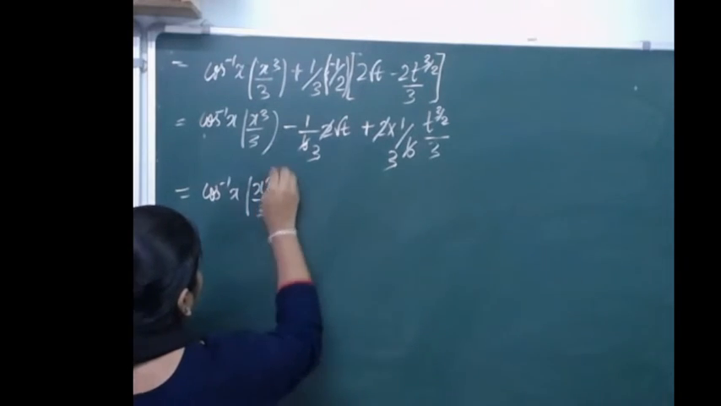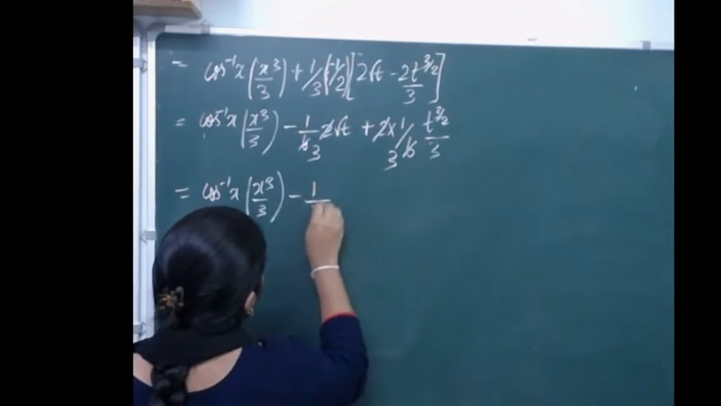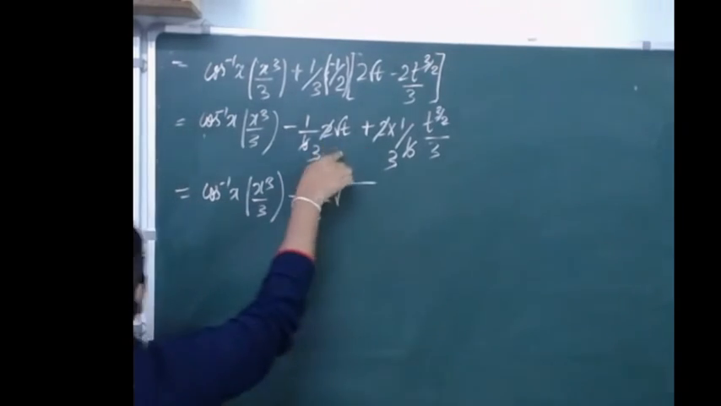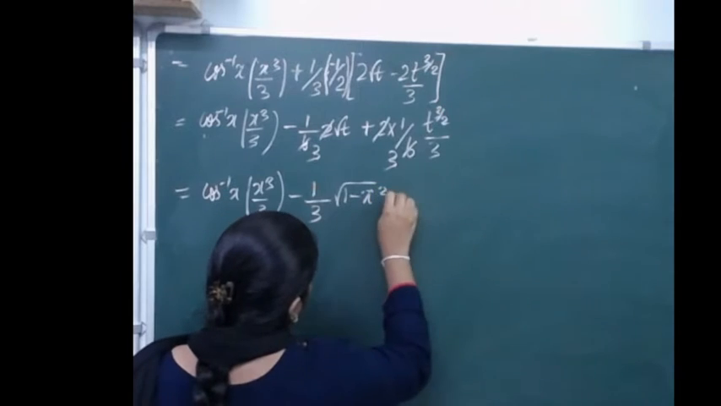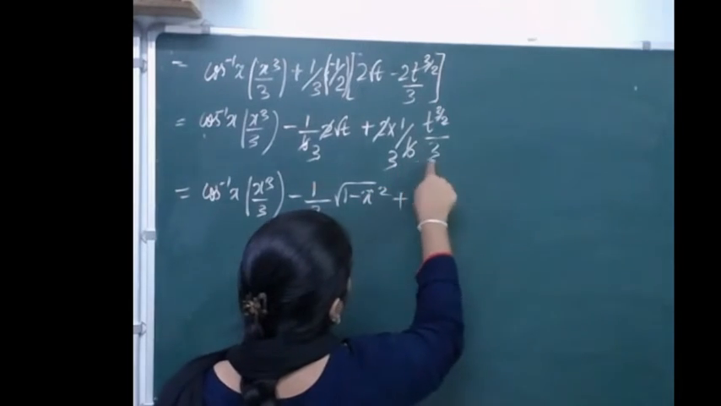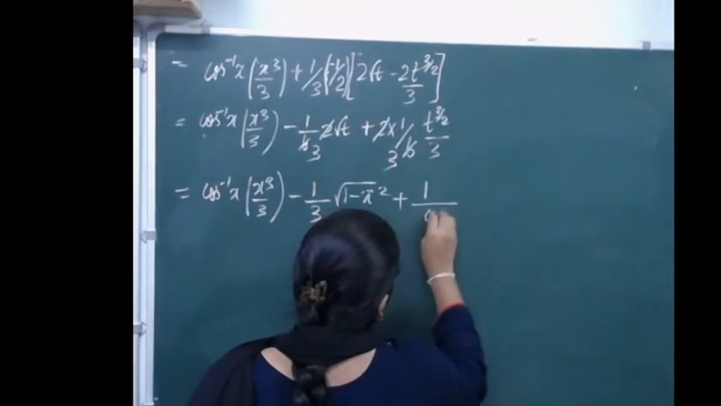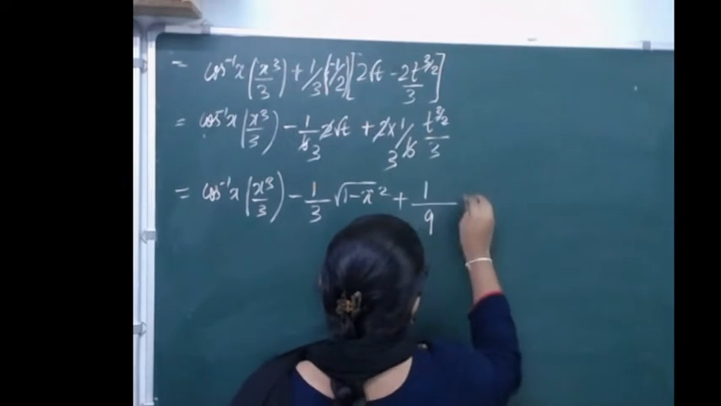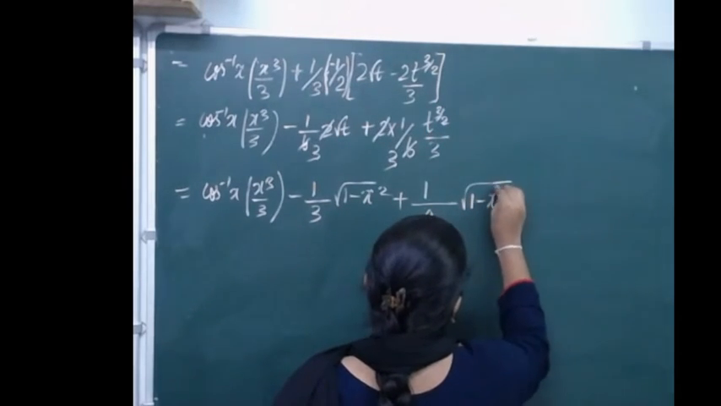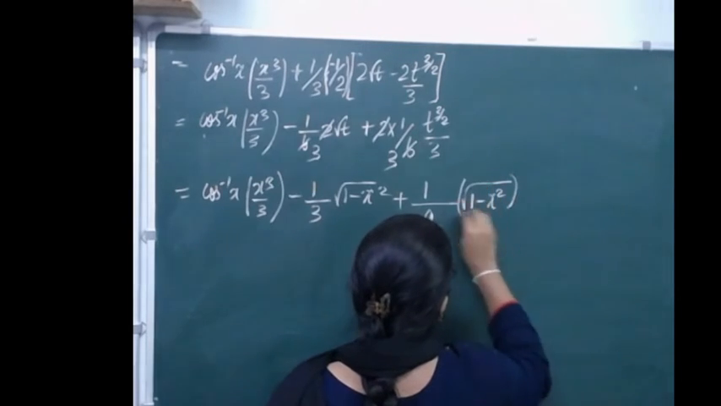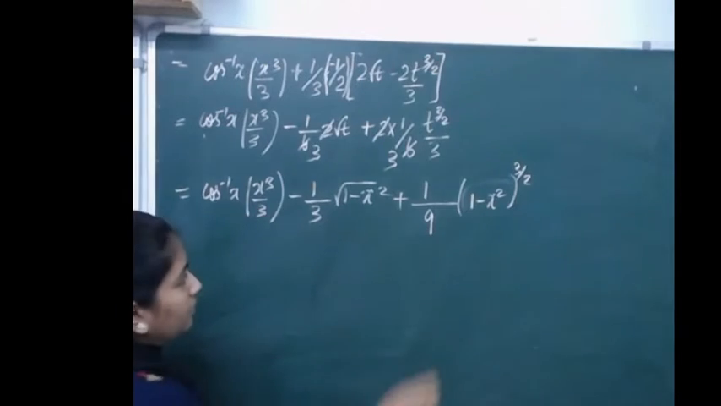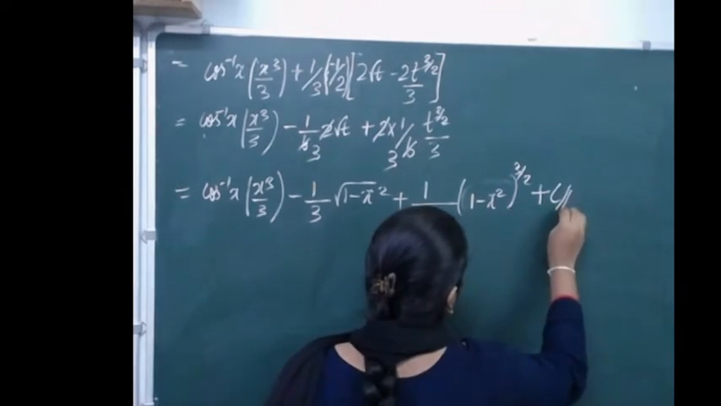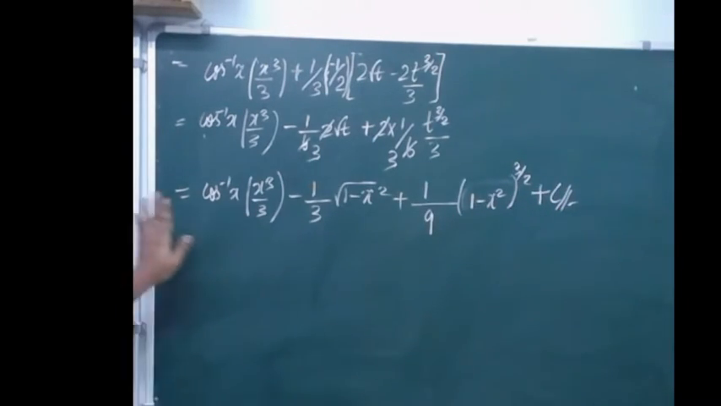X cube by 3 minus 1 by 3 root, instead of t I am substituting 1 minus x square. Then here 3 into 3 is 9. So 1 by 9 into, instead of t I am substituting 1 minus x square, the whole part, to the power 3 by 2. You will not get root at same. So this is by the integration by parts method. The same answer you will get.